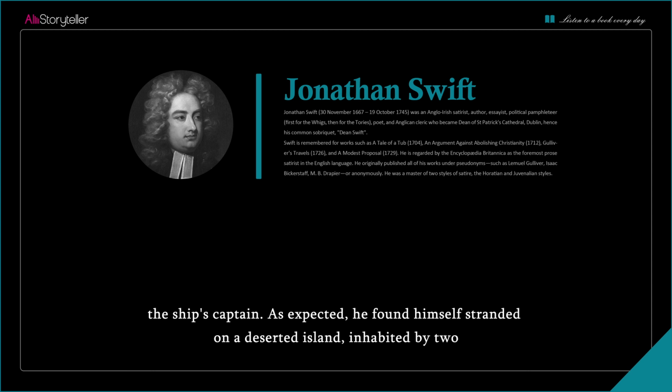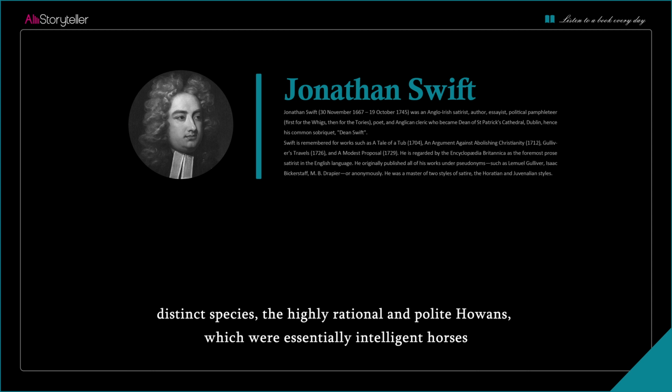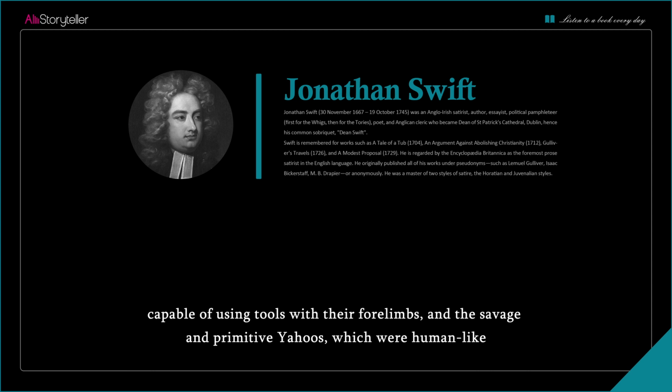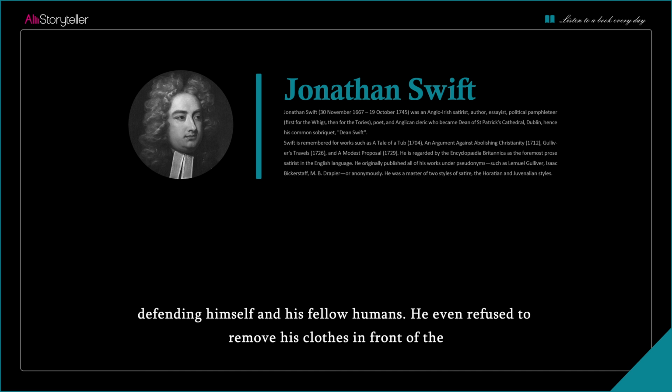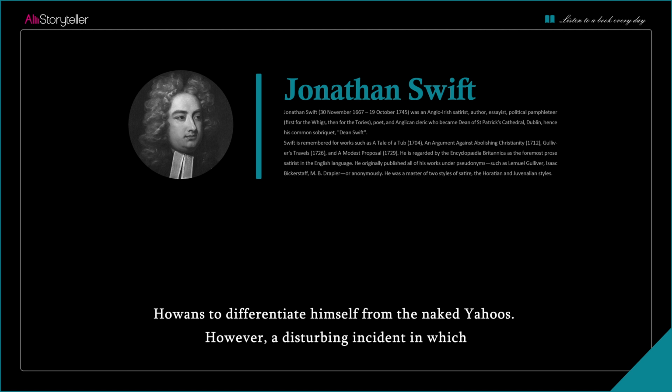captain. As expected, he found himself stranded on a deserted island, inhabited by 2 distinct species: the highly rational and polite hounds, which were essentially intelligent horses capable of using tools with their forelimbs, and the savage and primitive yahoos, which were human-like beings like Gulliver himself. Initially, Gulliver struggled to accept this reality, constantly defending himself and his fellow humans. He even refused to remove his clothes in front of the hounds to differentiate himself from the naked yahoos.